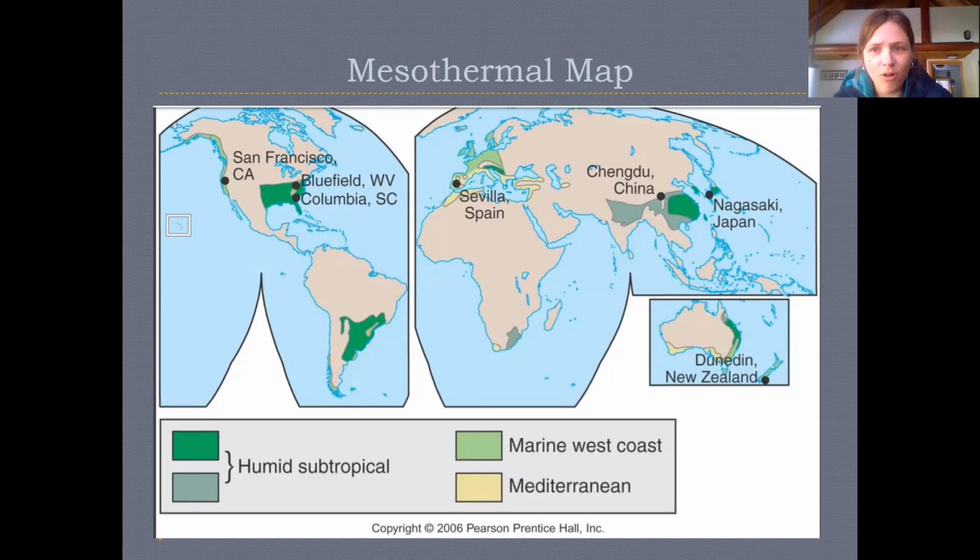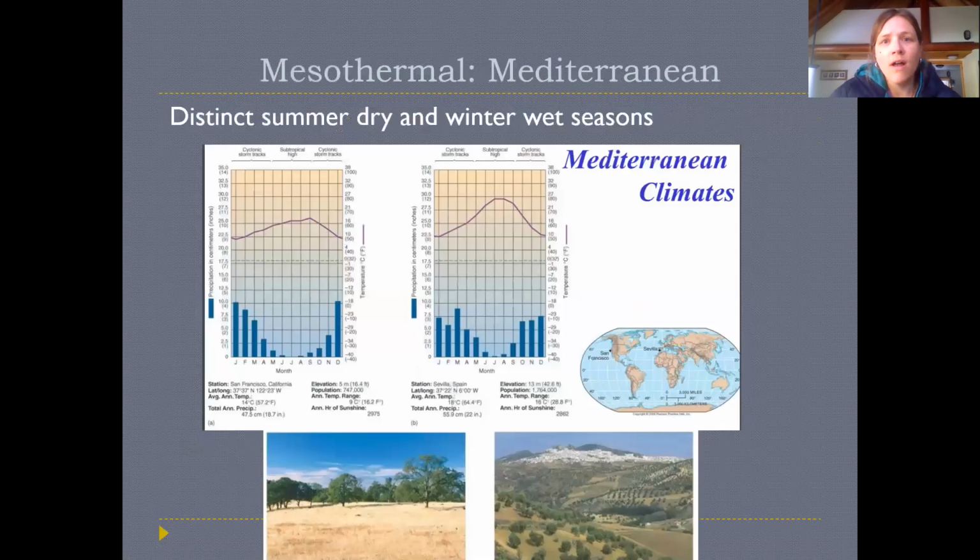The humid subtropical along the east coast, where you might remember we tend to have more warm water currents. And then the marine west coast and the Mediterranean on the opposite side, where we tend to have these cold water currents. So different climates at similar latitudes being affected by the patterns of the winds and the ocean currents as well. Okay, so first of all, we'll talk about the Mediterranean zone.